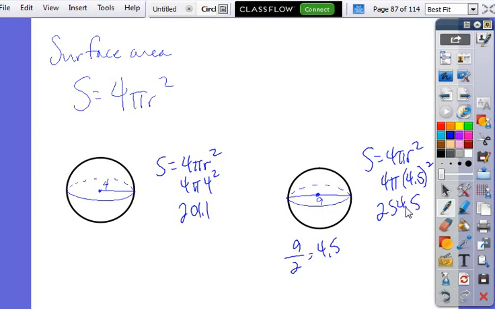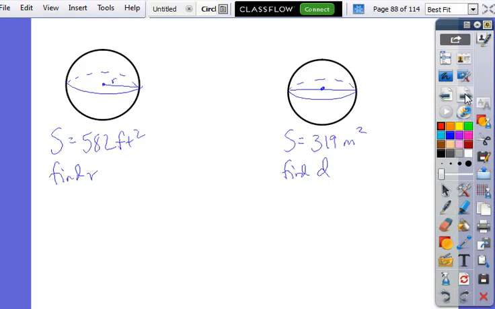For these, it's giving me the surface area and saying go back and find the radius. So I'm going to start with the surface area formula, and I'm going to plug in whatever number they give me for the S, the surface area. Last time when it was just a circle, we had A equals pi r squared, and I wanted to find r. What did I do?